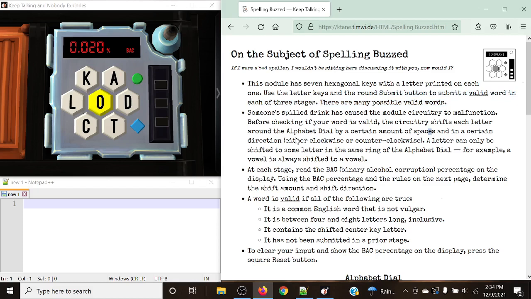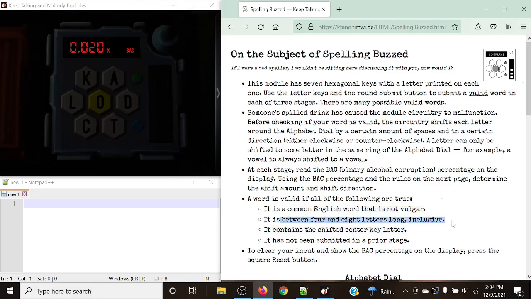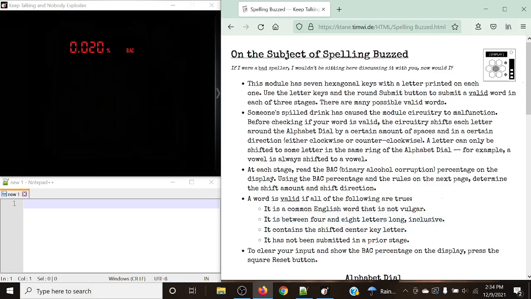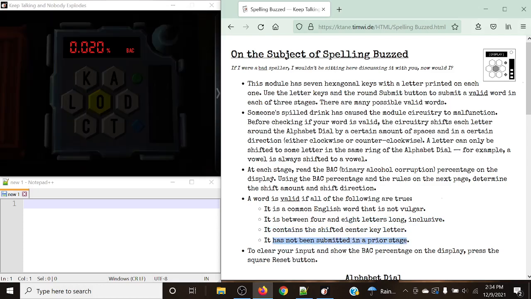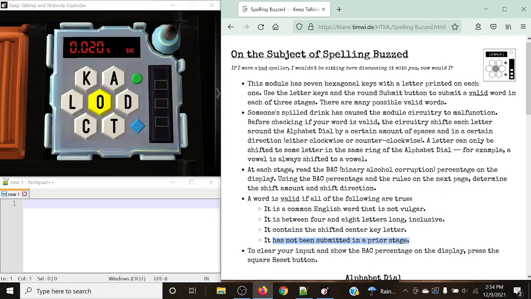Let's go over some of the rules here. A word is valid if all of the following are true. It is a common English word that is not vulgar, like, for example, fuck or shit, or something like that. It is between 4 and 8 letters long, inclusively. It contains the shifted center key letter, which is a very important part of this module, and it has not been submitted in a prior stage, so we cannot have any duplicate words, essentially.